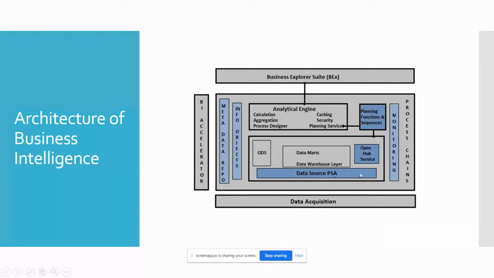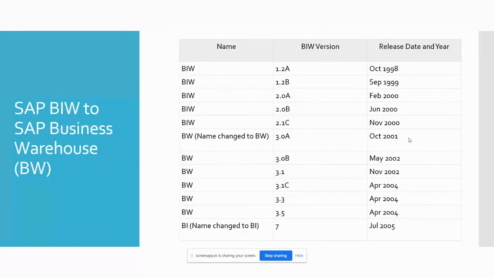This diagram shows the open and standards-based architecture of business intelligence. Here BI stands for business intelligence, and BW stands for business warehouse. In 1997, SAP first introduced the product for reporting, analyzing and data warehousing, and it was named the Business Information Warehouse. Later, the name was changed from SAP BIW to SAP Business Warehouse. After SAP acquired Business Objects, the name of the product was changed to SAP BI.